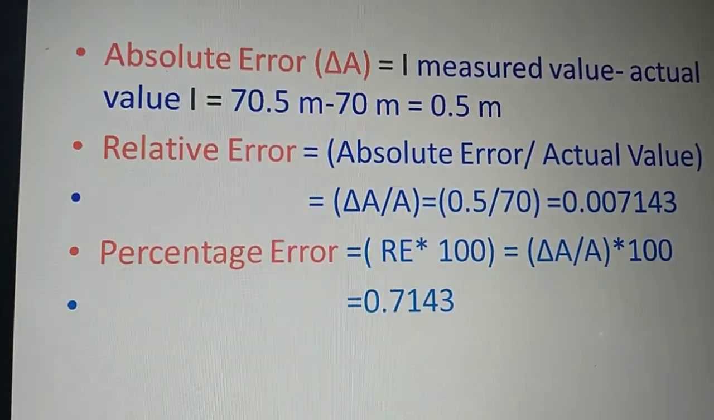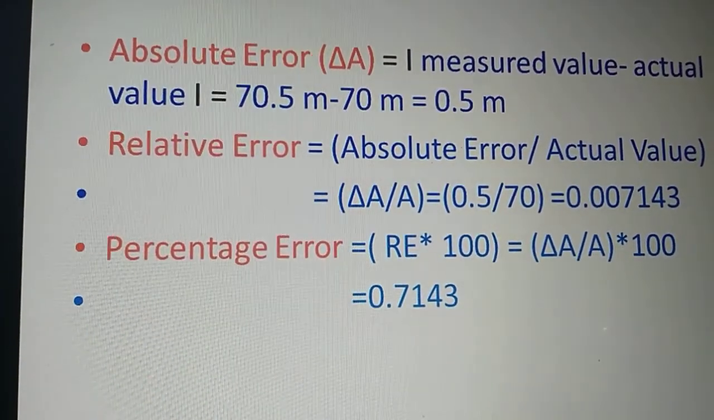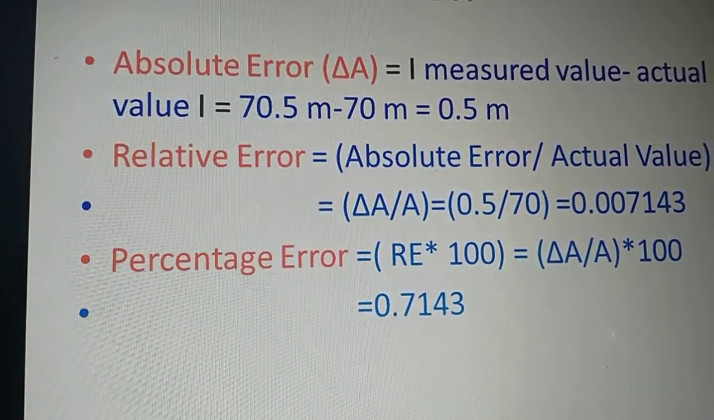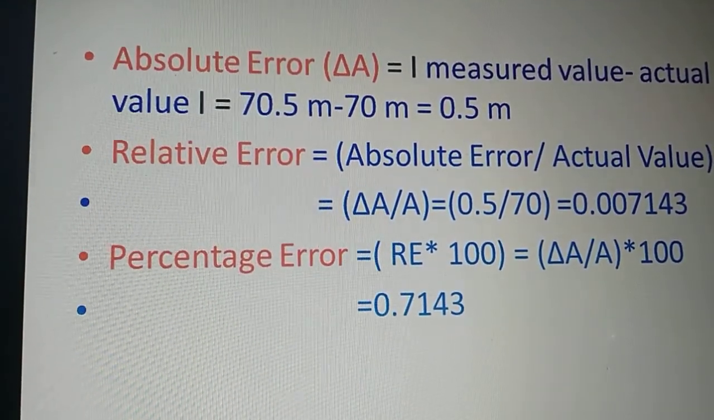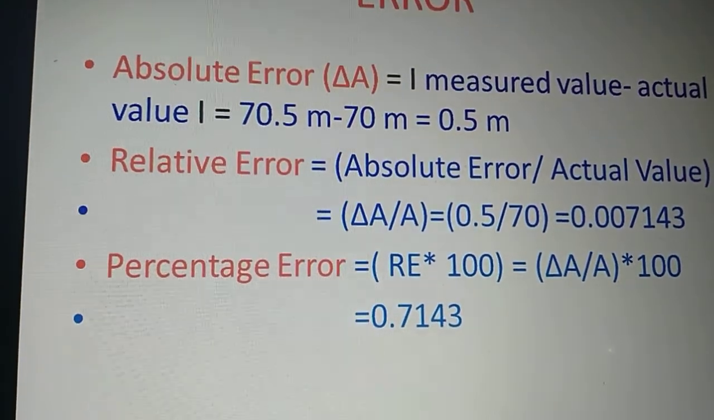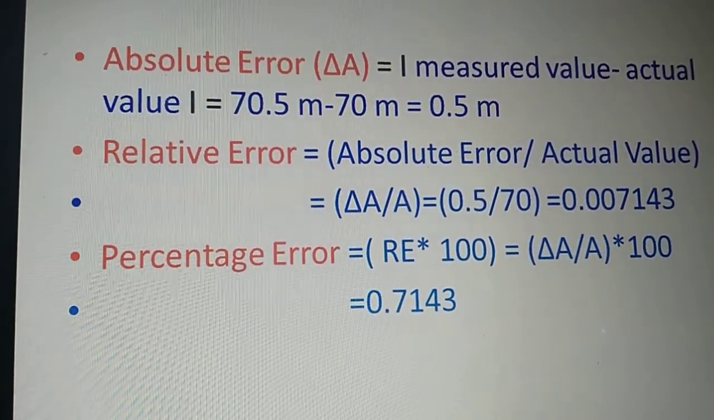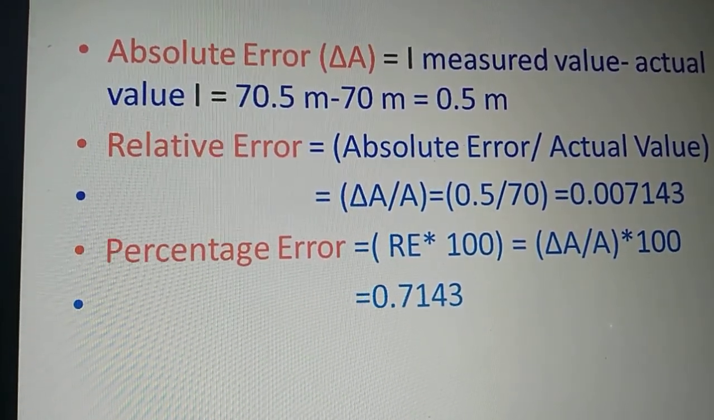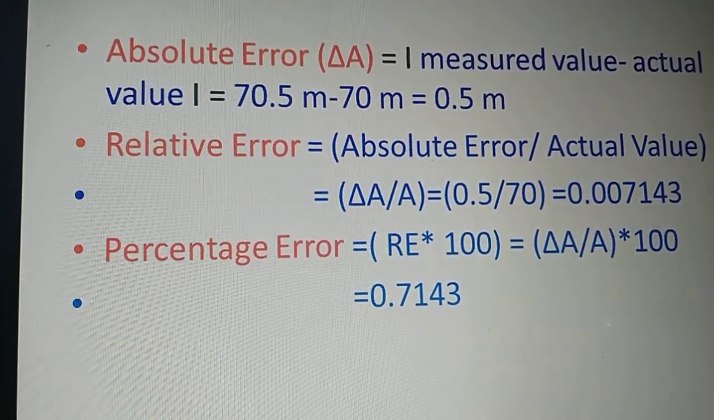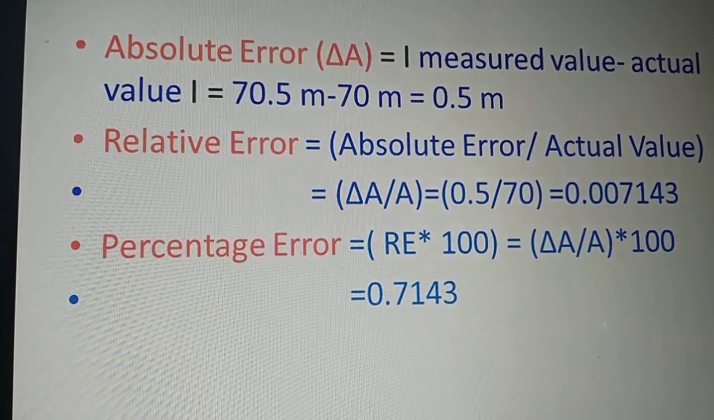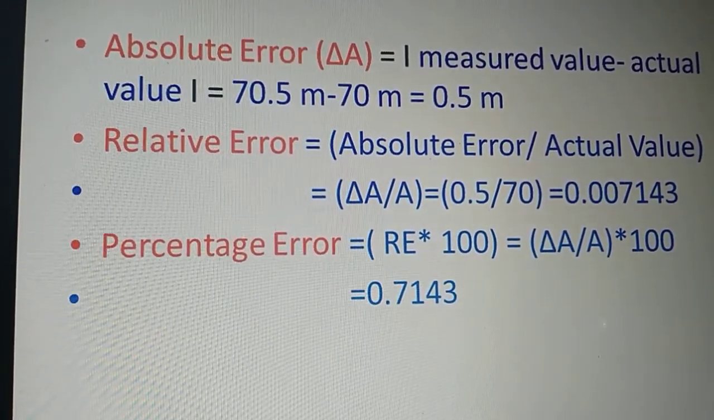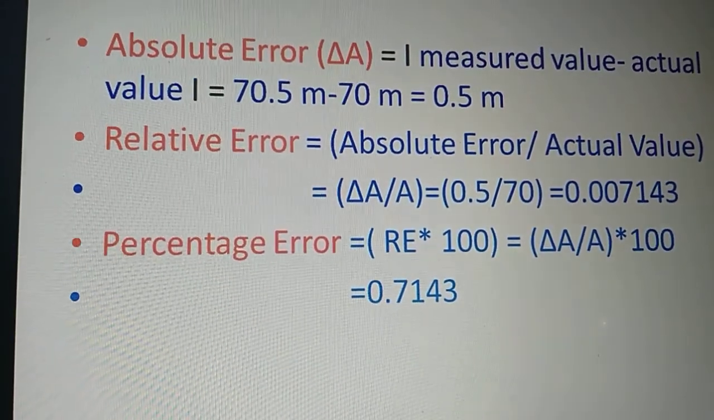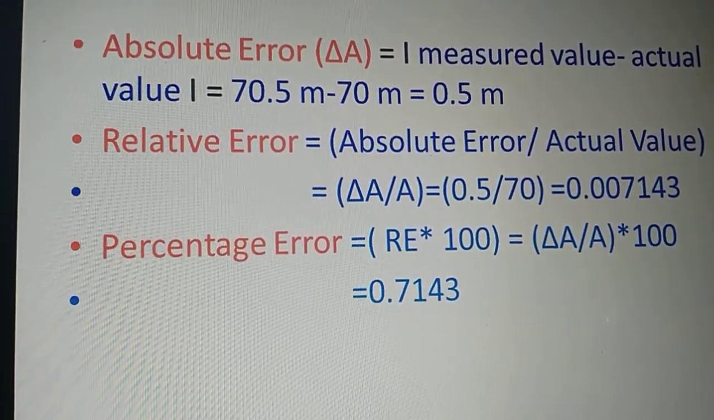Now relative error. Relative error is defined as the ratio of absolute error to the actual value. Now absolute error is denoted by delta A, and let us indicate the actual value by A. So this will give you 0.5 divided by 70, which will give you 0.007143. If you do the calculations you will get this value.